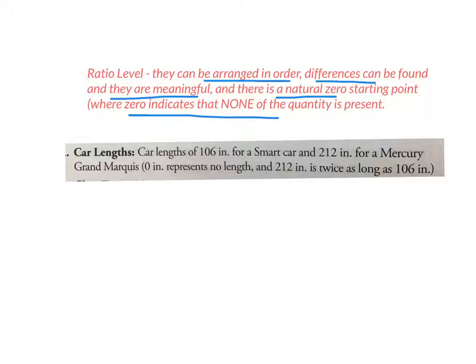Car lengths. Great example. Car lengths of 106 inches for a smart car, very small. 212 inches for a Mercury Grand Marquis. And of course, 0 means the car has no length, which I've never seen. 212 is twice as long as 106. So there's a ratio. You can double a car in length, half a car in length. You can do all of that. So you can really work with that kind of numbers, the ratio level.